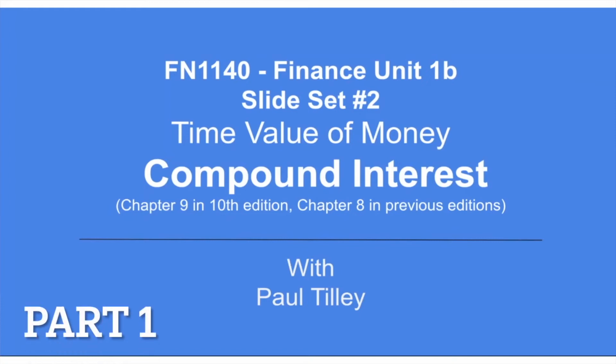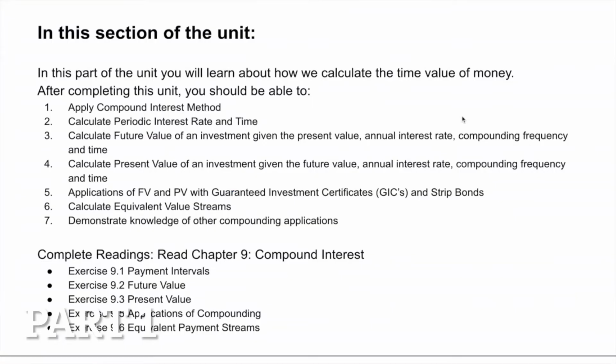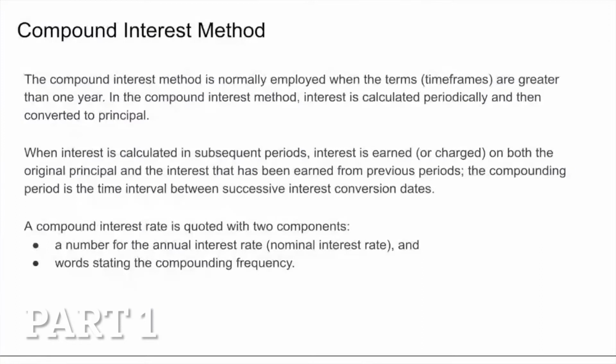So here we are talking about compound interest. Just a little brief summary of what we were on to. Effectively, we're looking at this topic just in terms of it. This is chapter 9 in the brand new book, or chapter 8 in previous editions. So I don't want anyone to get confused there.